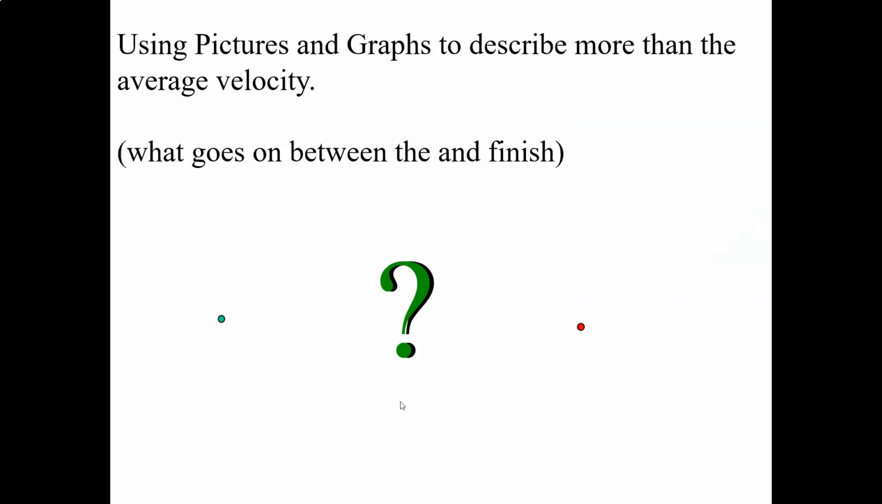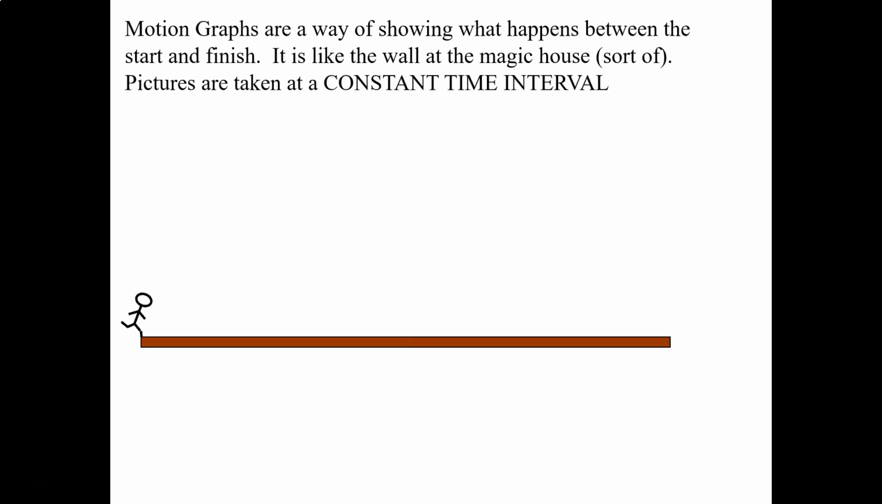So if we wanted to just talk about what happens in between the beginning and the end, we need to use some other tools to talk about that, either graphs or pictures. One type of picture we can use to describe motion, I call a picture graph. We can have an object moving.